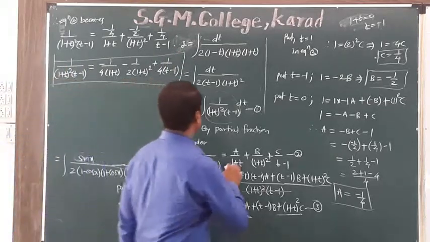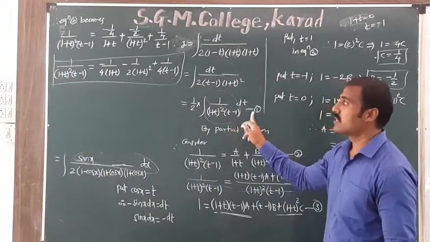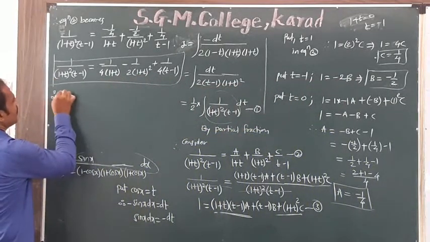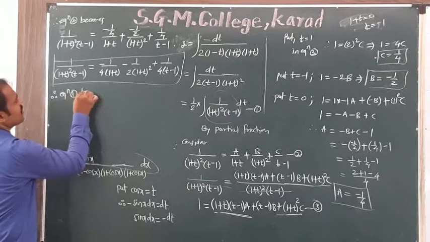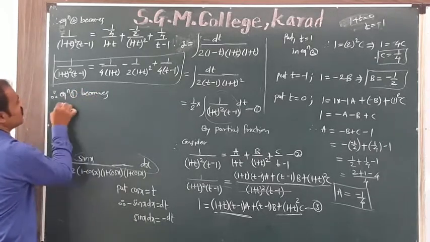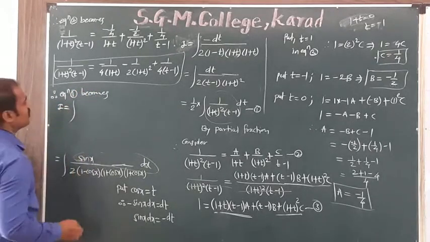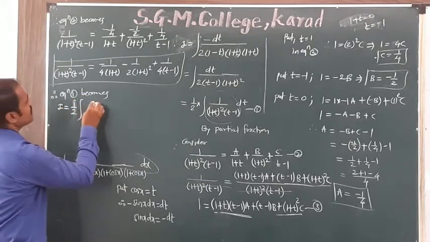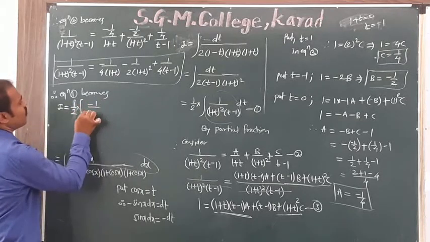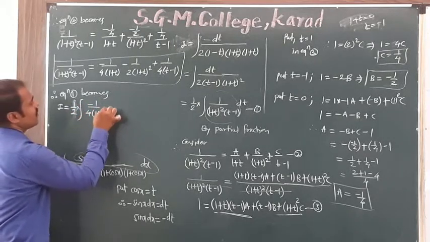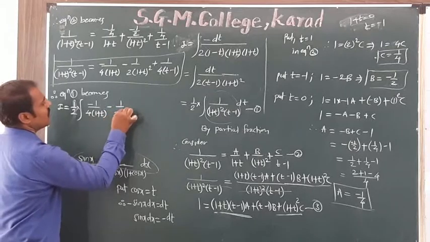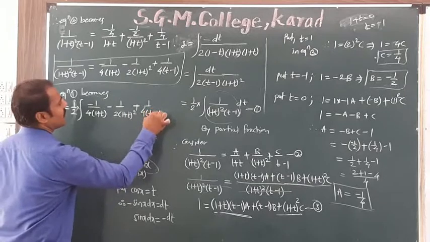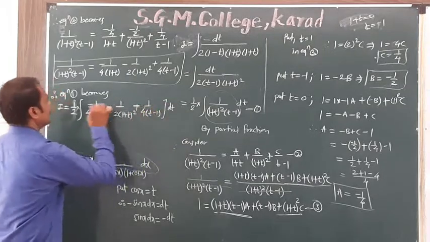Therefore, I can put that value in equation number first. Therefore, equation number first becomes I is equal to 1 upon 2 into integration of minus 1 upon 4 into 1 plus t, minus 1 upon 2 into 1 plus t square, plus 1 upon 4 into t minus 1 dt.